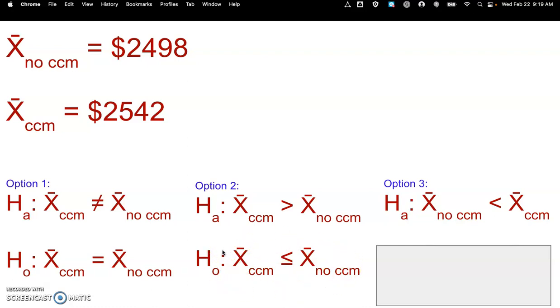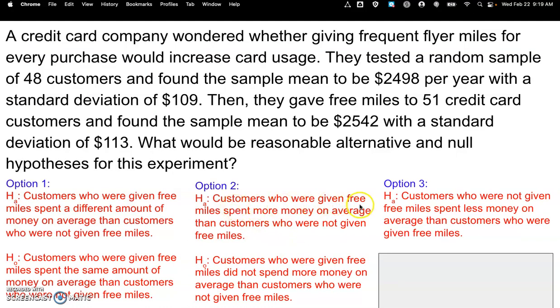But in terms of being able to write the statement, in terms of being able to identify it on this quiz that I'm asking you to do, we're just looking for the opposite. So if we go up here, customers who were given free miles spent more money on average than customers who were not given free miles. What's the opposite of that statement? Customers who were given free miles did not spend more money on average than customers who were not given free miles.